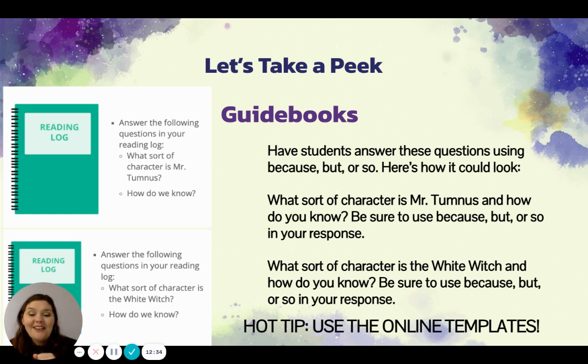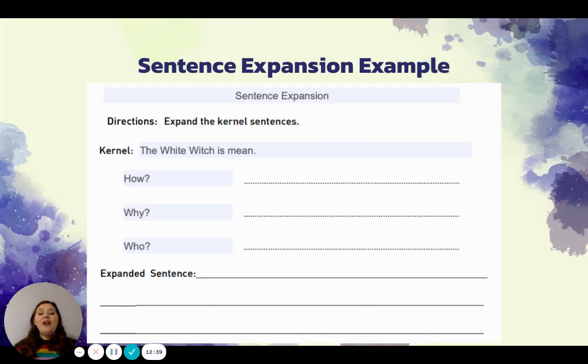And I have my hot tip down at the bottom, use the online templates. Here's one for a sentence expansion. I looked at my lesson in guidebooks for The Lion, the Witch, and the Wardrobe. And one of the things that they should have pulled out from there is that the White Witch is mean. Because at this point, they actually haven't met the White Witch, but they've been told about her from this other character. And so what they've been told, it's a very negative perception, and she's perceived as mean. So that's a very basic sentence. The White Witch is mean.